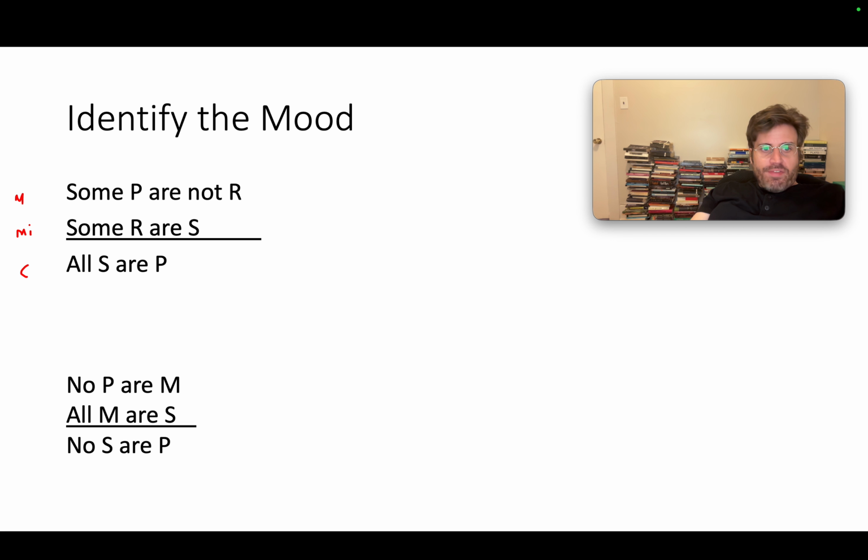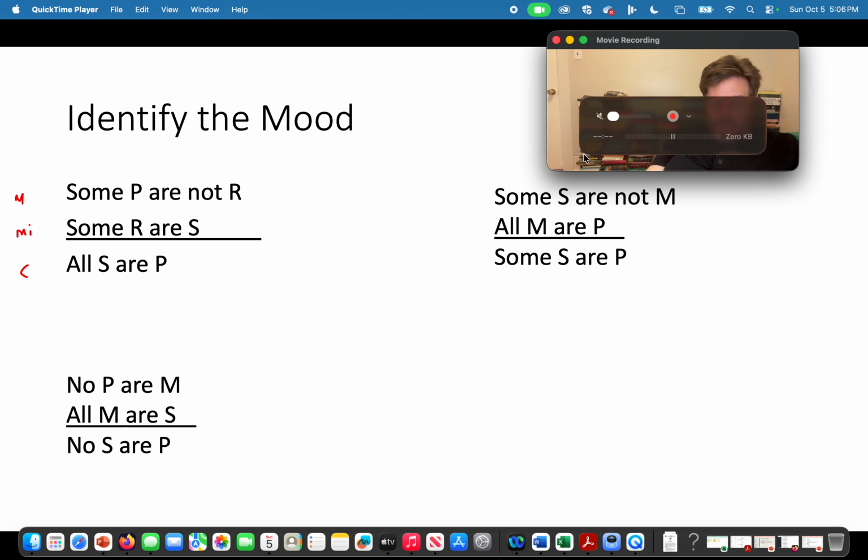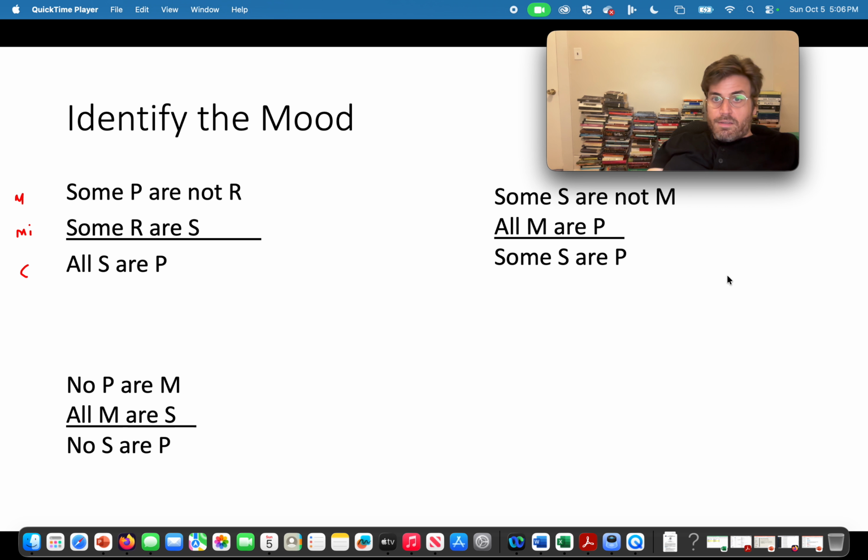Now try this one. No P are M, all M are S. In conclusion, no S are P. What is the mood? No P are M, all M are S, therefore no S are P. And here's another. Some S are not M, all M are P, therefore some S are P.